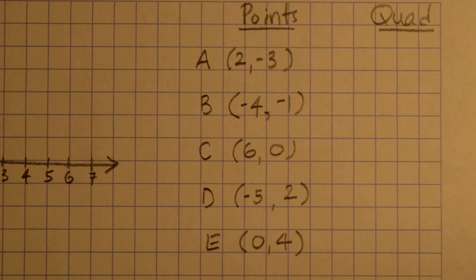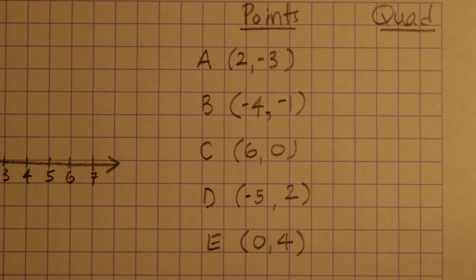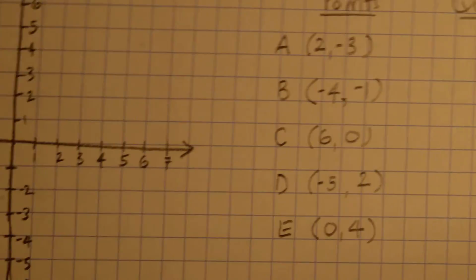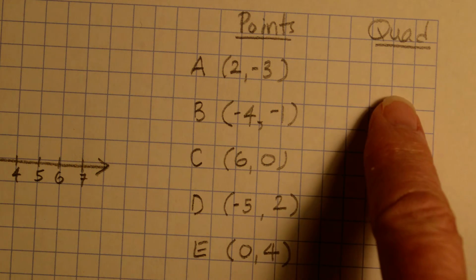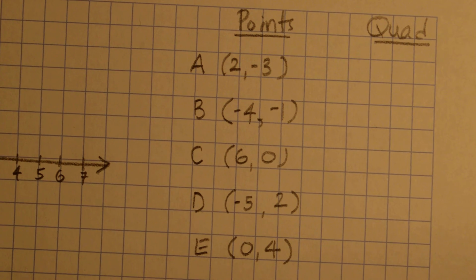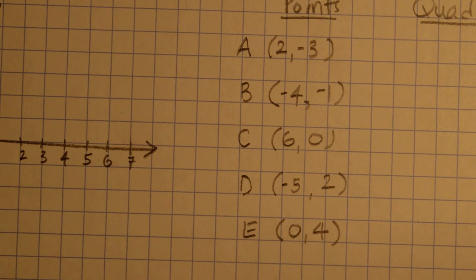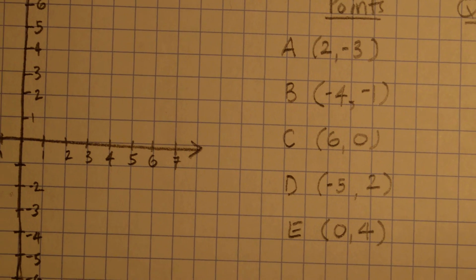But they're the points (2, -3), (-4, -1), (6, 0), (-5, 2), and (0, 4). I want you to pause right now, and I want you to use your graph right here, and I want you to plot them. And I also want you to, where appropriate, tell me what quadrant it's in. 2 of them will not be in a quadrant because they lie on an axis, but the other 3 will be. So pause and then come back when you're done.